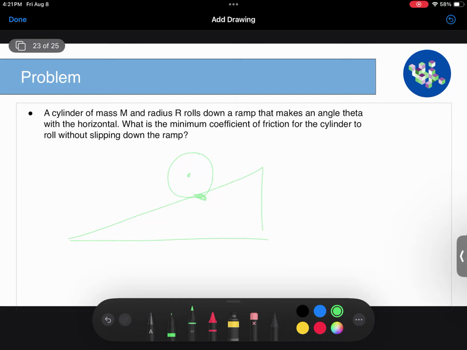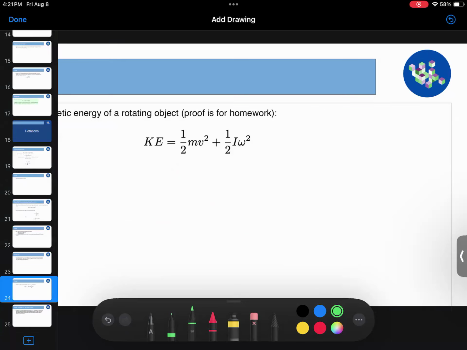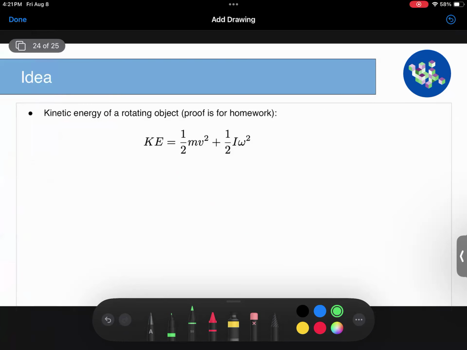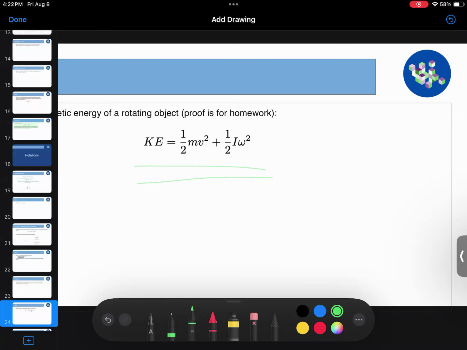I'll leave it to you guys for homework, but we're actually able to go through a lot of the stuff we want to cover. Remember, this is just kinetic energy of a rotating object. Proof will be for homework. But yeah, we got through all of the slides, which is a good thing.